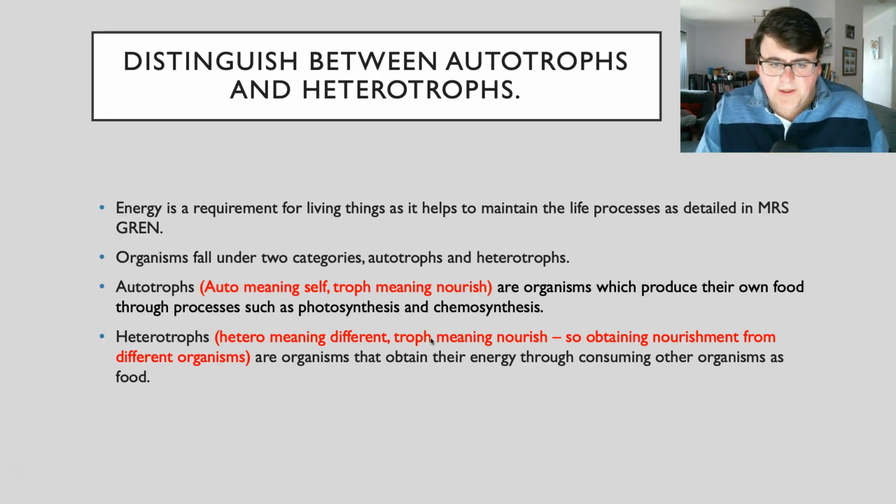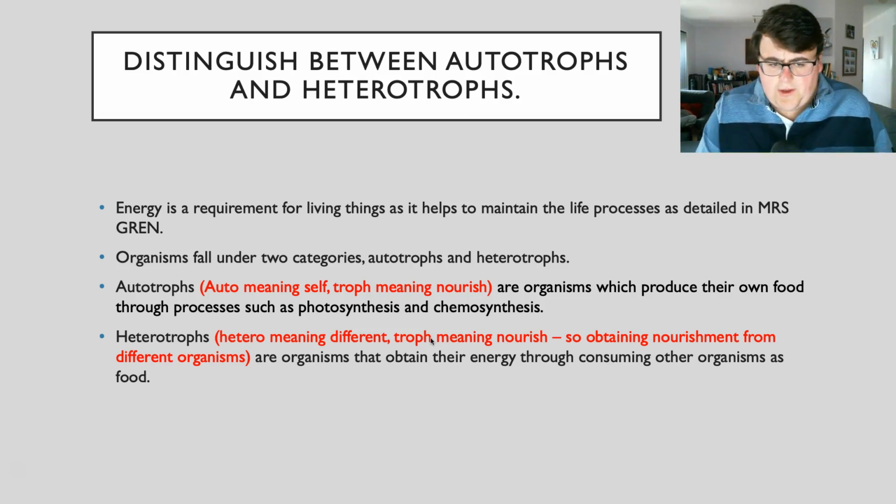So, distinguishing between autotrophs and heterotrophs. First off, we need to know there's 2 different types of organisms. We have autotrophs and heterotrophs. Now, no matter what type of organism you are, energy is required in order to help maintain those life processes as detailed in Mrs. Gren. So movement, respiration, synthesis, growth, reproduction, excretion, and nutrition. There's also Mr. Shen, which we can also talk about, but Mrs. Gren is fine for now.